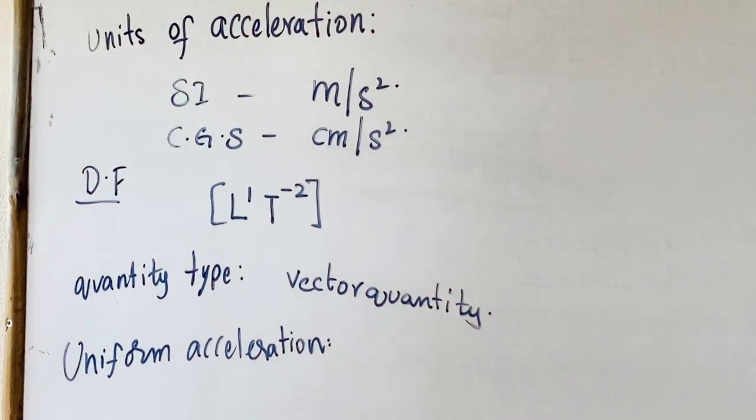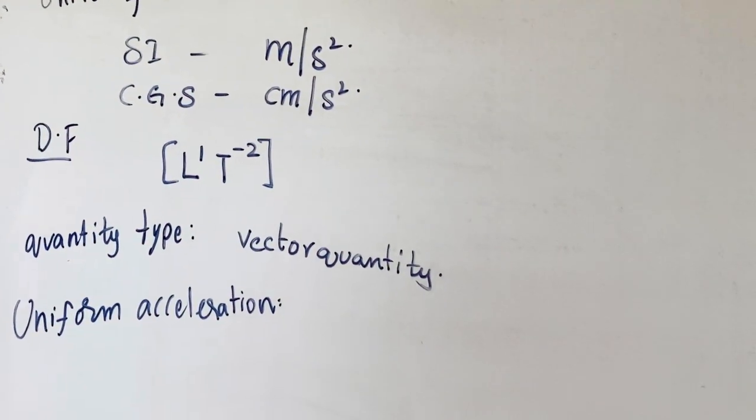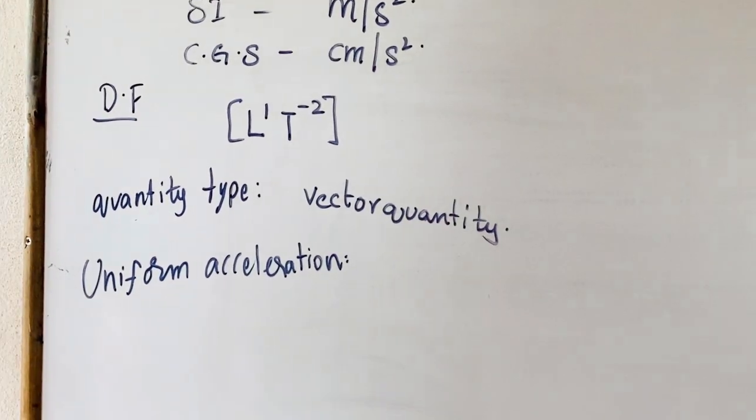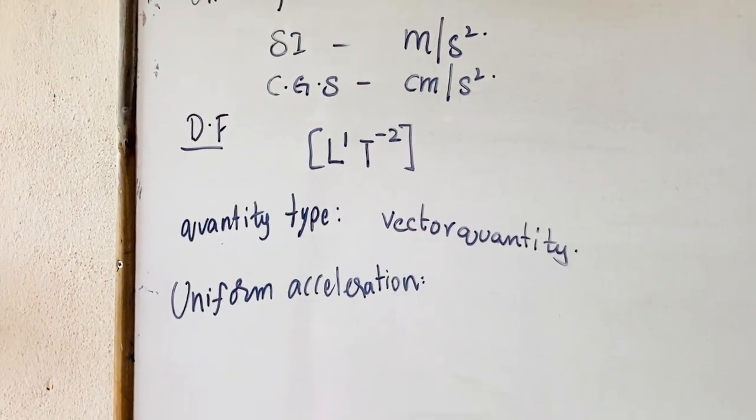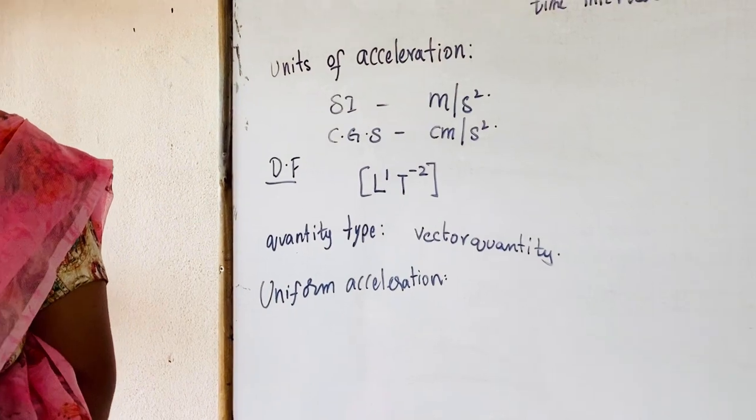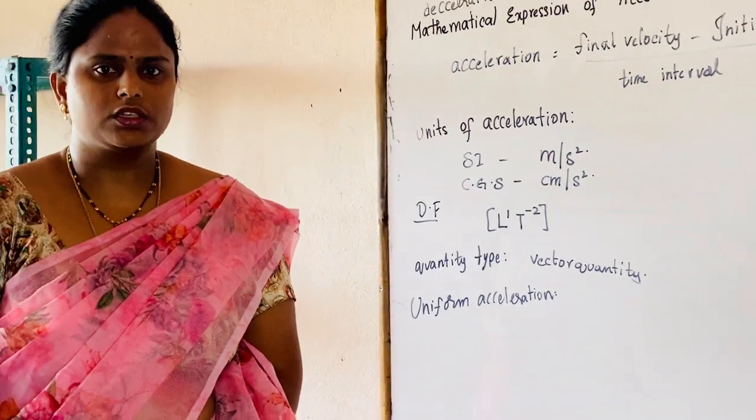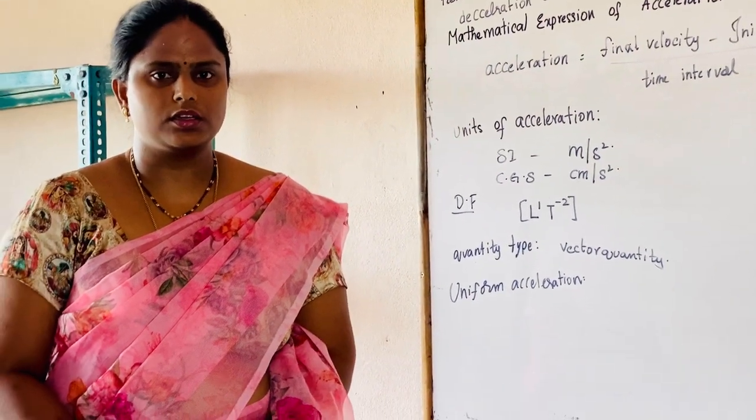Now, the next point we are considering is uniform acceleration. If suppose the rate of change of velocity of the body is maintained constant, then we can say that the object is moving with uniform acceleration.